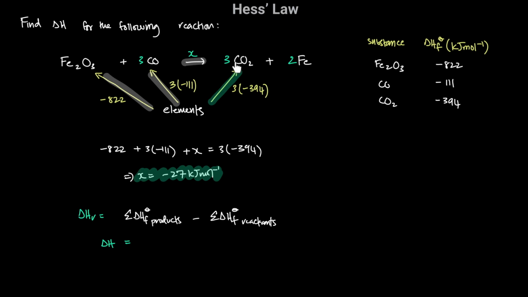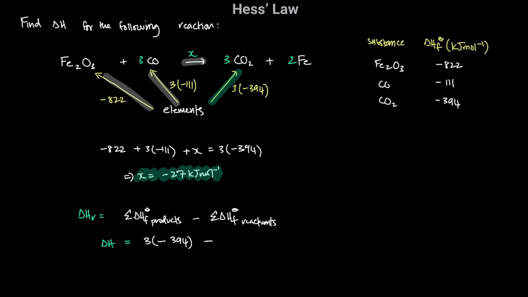The products here being carbon dioxide. So we have 3 times negative 394, since we have 3 moles of carbon dioxide, right? Again, formation enthalpy is for formation of 1 mole of carbon dioxide. And then we're going to subtract the formation enthalpies of the reactants.